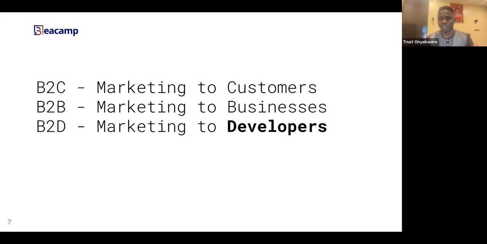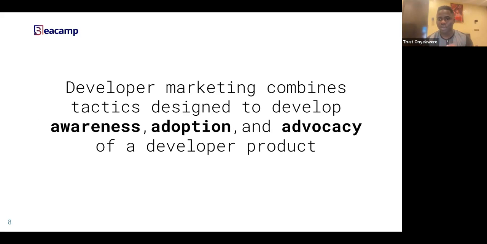Developers are a different audience. They have their own products and their own tools, so there has to be a different kind of marketing that talks to developers, hence B2D. In summary, developer marketing is a combination of tactics and strategies designed to increase awareness, adoption, and advocacy of a developer product.